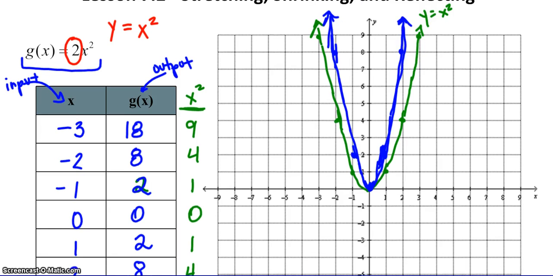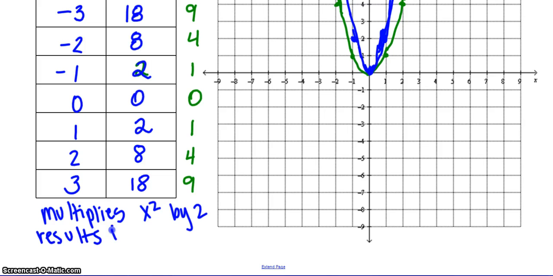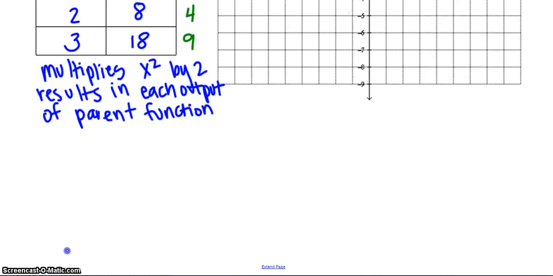So what happened to our function? Well, that 2 multiplying x squared results in each output of the parent function being multiplied by a factor of 2.